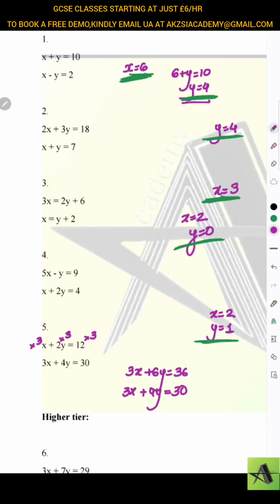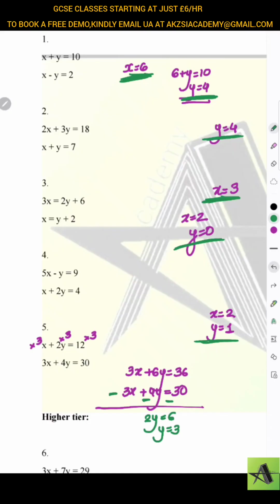Since the 3x terms both have the same sign, I'll subtract. While subtracting, I have to change the signs of the bottom equation. So 3x minus 3x is 0, 6y minus 4y is 2y, and 36 minus 30 is 6, so y is 3.